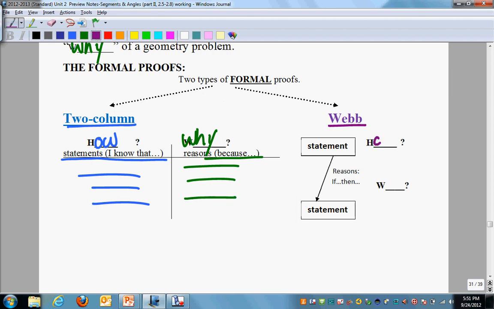Now, webs are a bit unique. In webs, the hows go in boxes. So they're like puzzle pieces. The whys go between the boxes. They're like the permission to take each step.